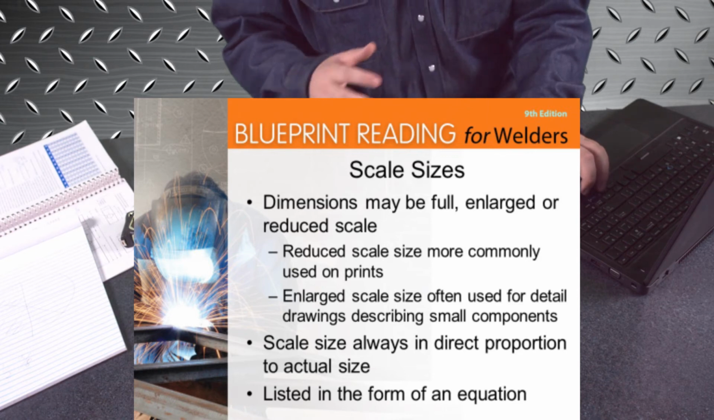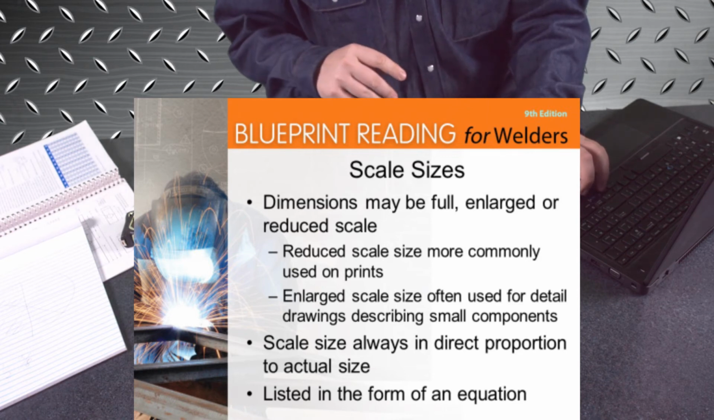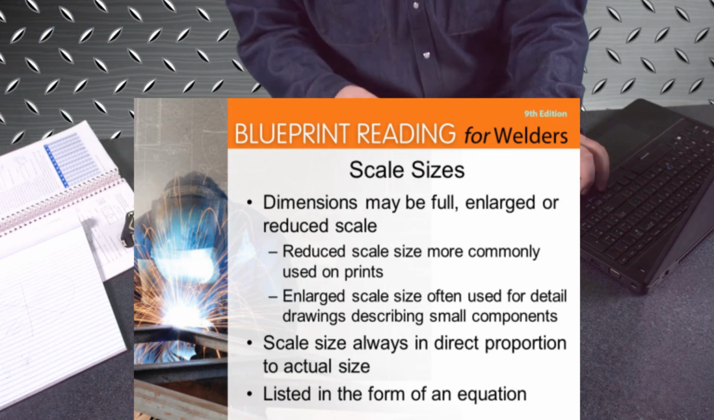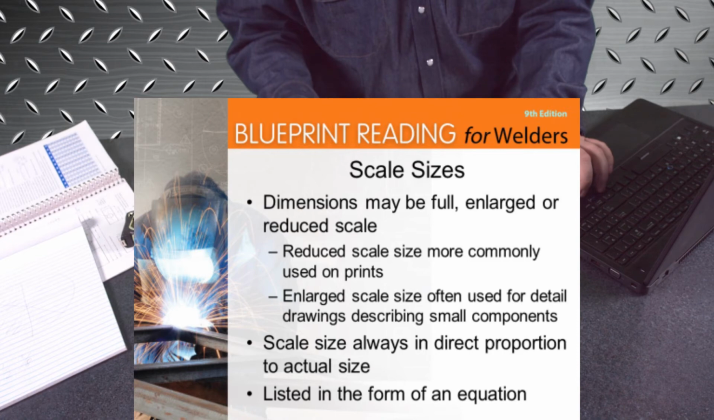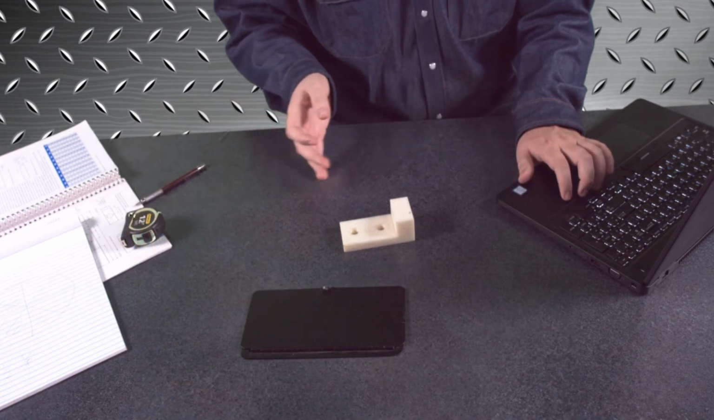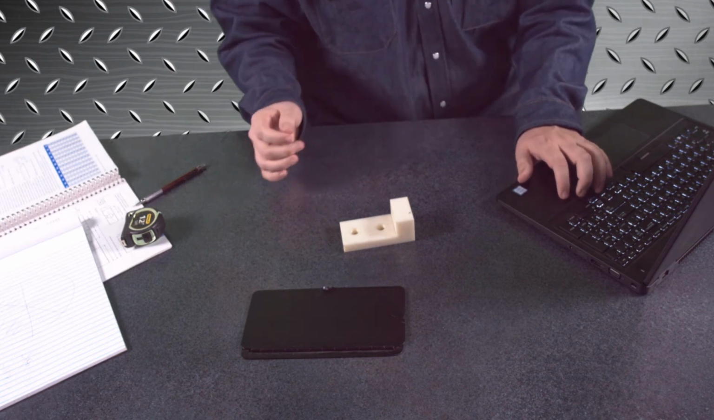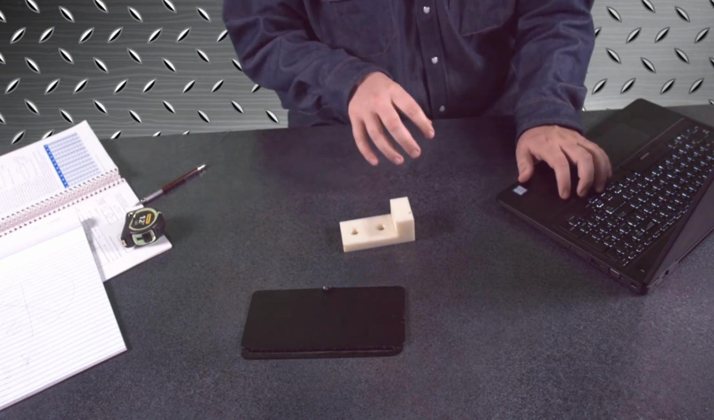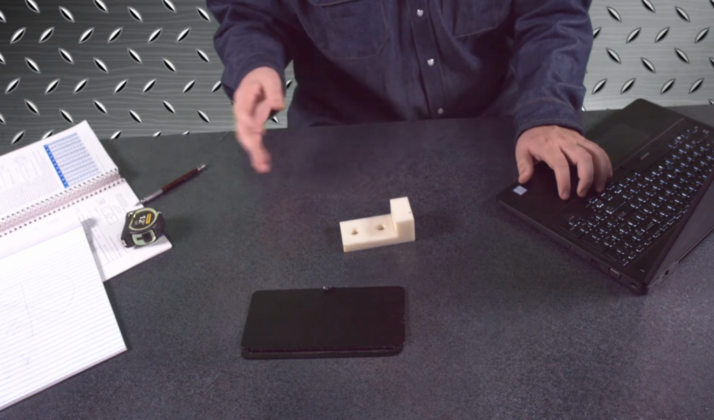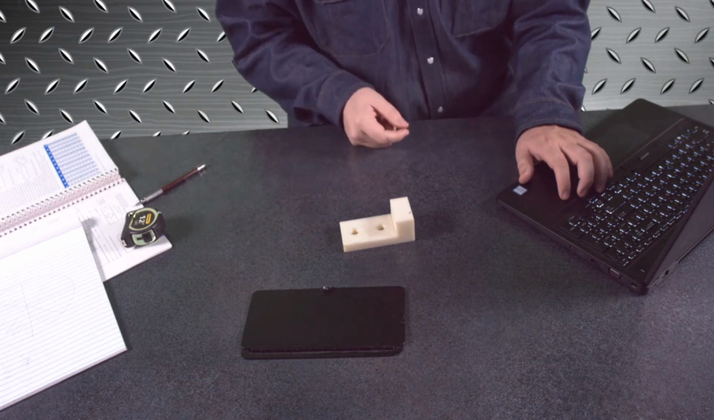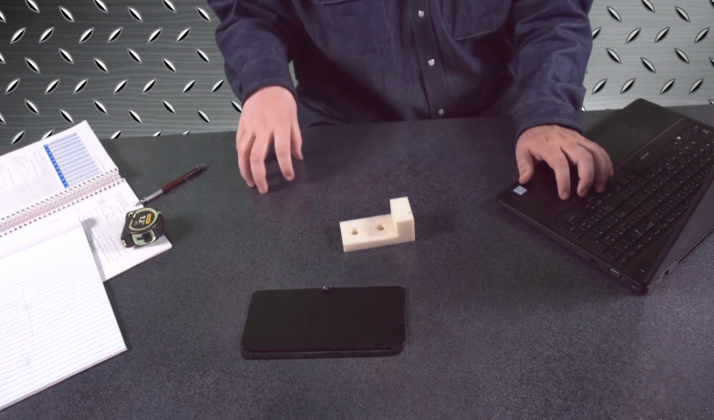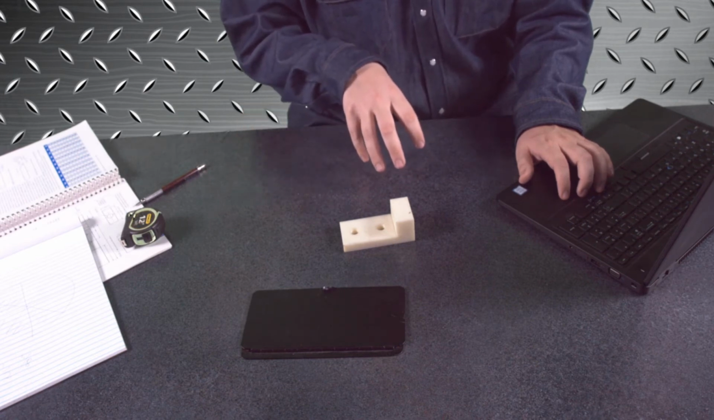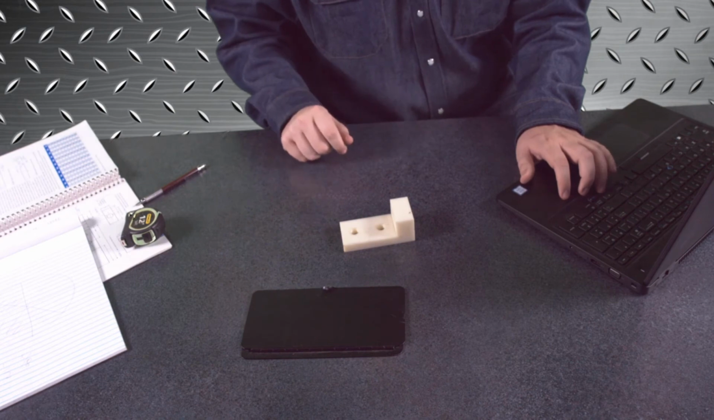Scale size allows for a direct proportion to actual size, and it's going to be listed in the form of an equation. Reduced scales are going to be fractional, while enlarged scales are going to be multiplicative. So a reduced scale is going to show as 1 divided by 4 or 1 divided by 10, depending on the scale, while an enlarged scale would say 4 to 1. So it would be 4 times the actual size.